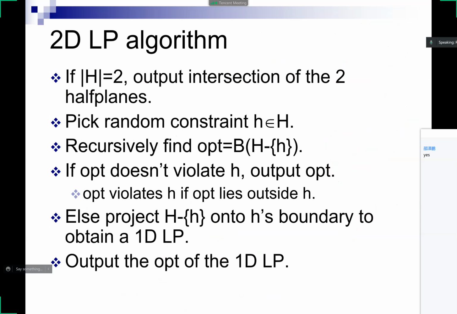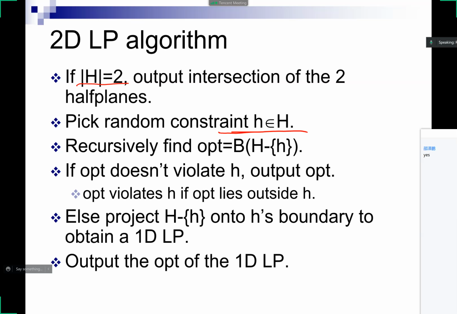Okay, so now let's give the 2D LP algorithm. The algorithm is that if you only have 2 constraints, then your optimum is just going to be at the intersection of these 2 constraints. This is going to be a recursive algorithm. So the base case is where you only have 2 constraints, and in that case you just directly intersect these two half planes, and their intersection is your optimum. Otherwise, you're going to pick a random constraint out of your constraint set. And then you're going to check whether this constraint is redundant or tight.